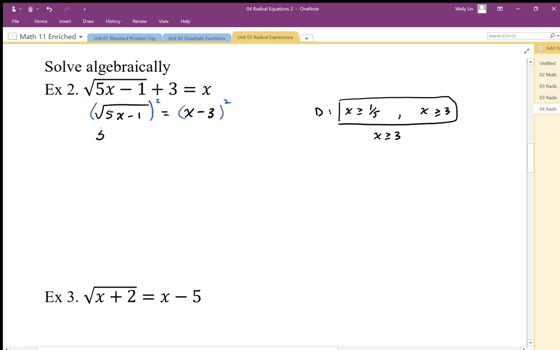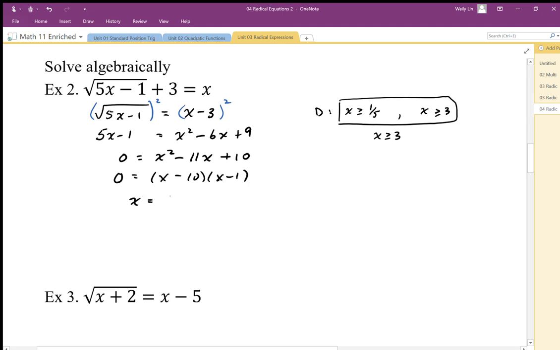So here I'm going to get rid of the square root. I have to remember that there's a minus there, so I have to FOIL. It's a quadratic, so I need to make it equal to 0. I'm going to subtract 5x from both sides and add 1 to both sides. This looks like it's factorable: x minus 10, x minus 1. So we end up with x is equal to 10 and x is equal to 1.